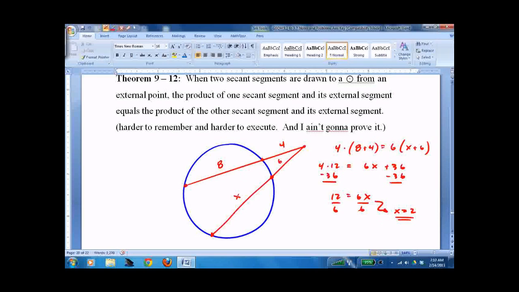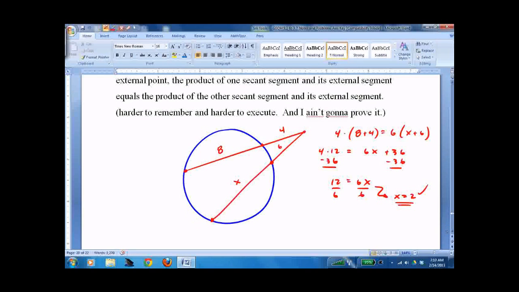So x is 2, and 6 times 8 is 48. 4 times 12 is 48. That works. That one does not feel intuitive to me. It feels very forced, so you need to work on that and know what you're doing. It's tricky.